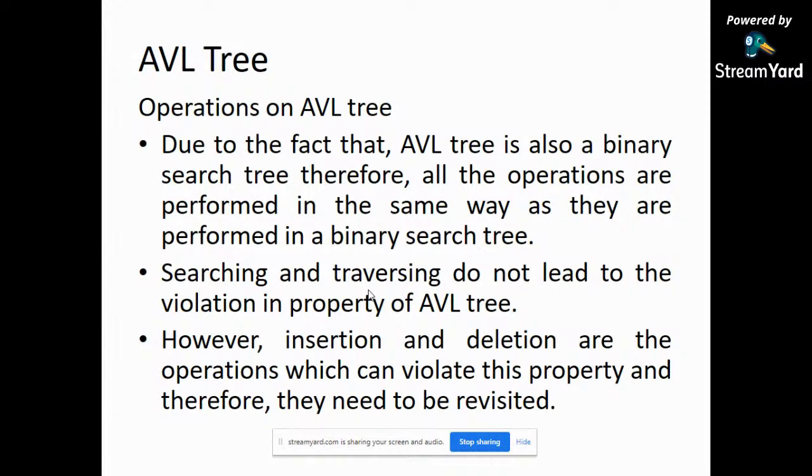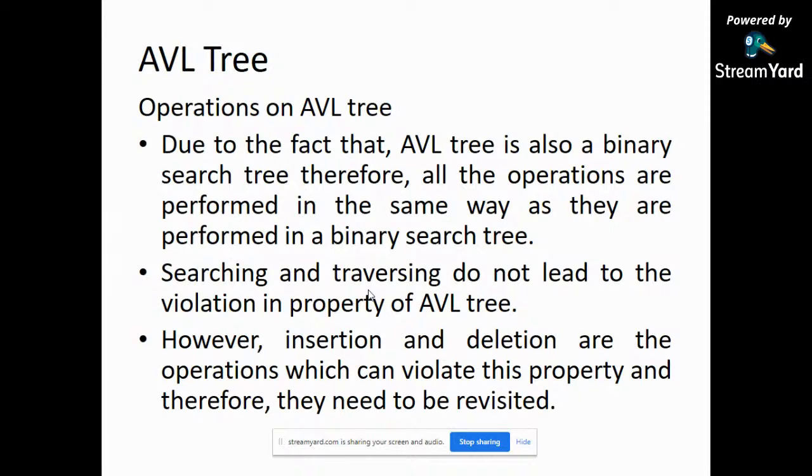Only the point is, while doing insertion and deletion, we have to calculate the balance factor for that particular node, and we have to see if the tree is balanced or not. If the balance factor is other than minus 1, 0 or 1, then we have to balance the tree. That balancing is again one step, so we'll study those steps later on. Searching and traversing do not lead to violation of the property of AVL tree. Simply we have to visit the tree. However, insertion and deletion are the operations which can violate this property, and therefore they need to be revisited.